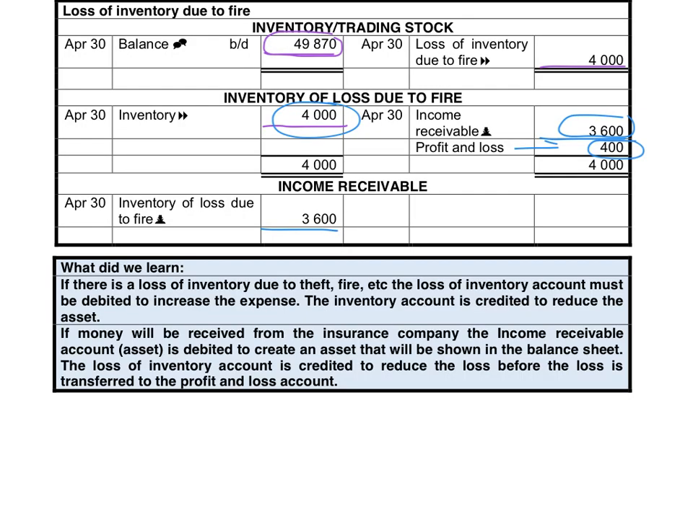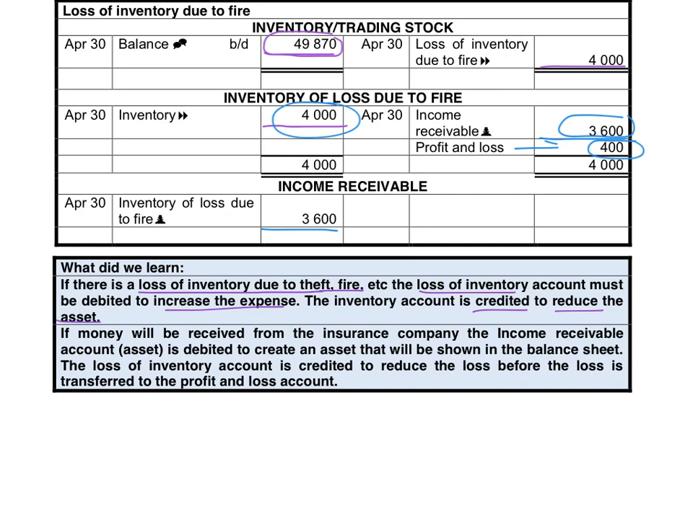What did we learn today? If there's a loss of inventory due to theft, fire, burglary, whatever, the loss of inventory account must be debited to increase the expense that will reduce your profits. The inventory account is credited to decrease the asset because we've got less inventory.